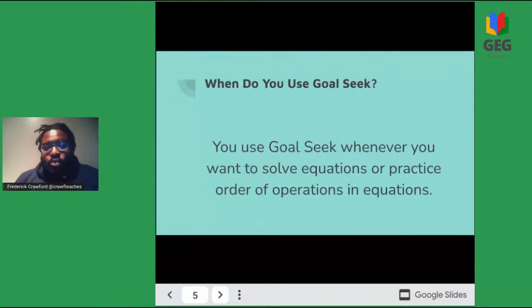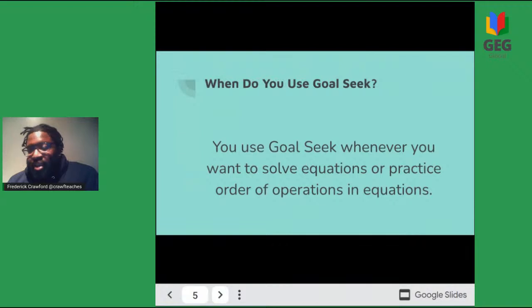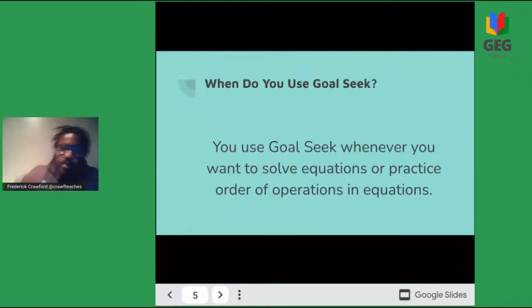Next, when do you use GoalSeek? Hey, it's so nice to see you guys here. You use GoalSeek whenever you are doing homework and you think, dang, that equation is too hard. I'm just going to be honest with you. That equation is too hard. So let me see if I can slide over here and easily solve it.